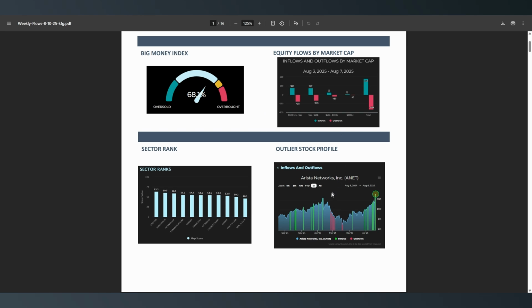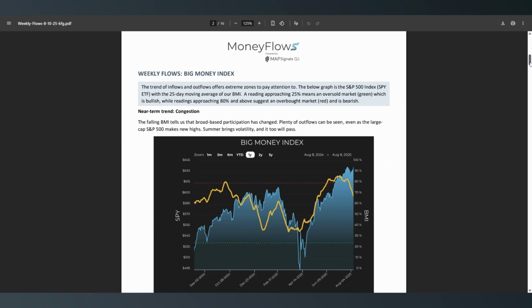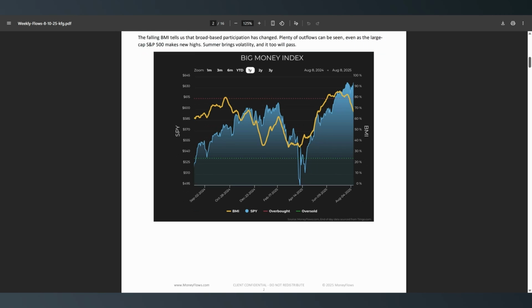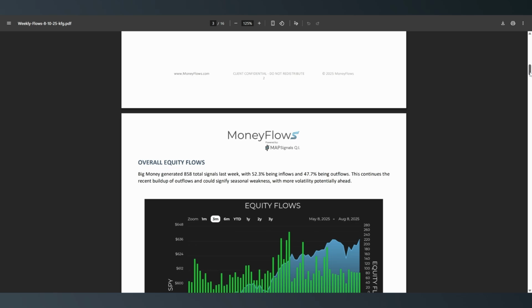Inside of our weekly flows, we highlight a stock that we believe is going to be an outlier. It's going to be on our top 20 report. Arista Networks is that one, ticker ANET. We know it very, very well. Here we have a nice snapshot of where we are in the big money index. Currently, there is a distribution phase that is happening, very typical of August.